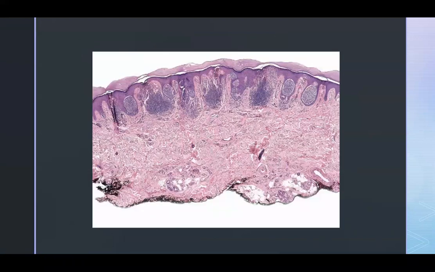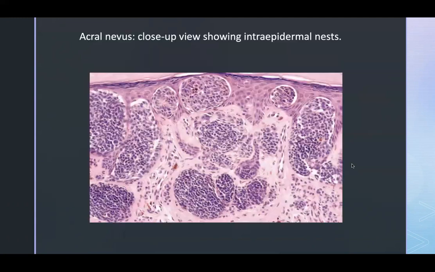Here's an example of an acral nevus to the untrained eye. This may look scary. You've got some large nests that have probably hundreds of melanocytes in them. You have some areas that look like pagetoid upward migration. You've got some inflammation at the base of the rete ridges. So it can look scary to the untrained eye.